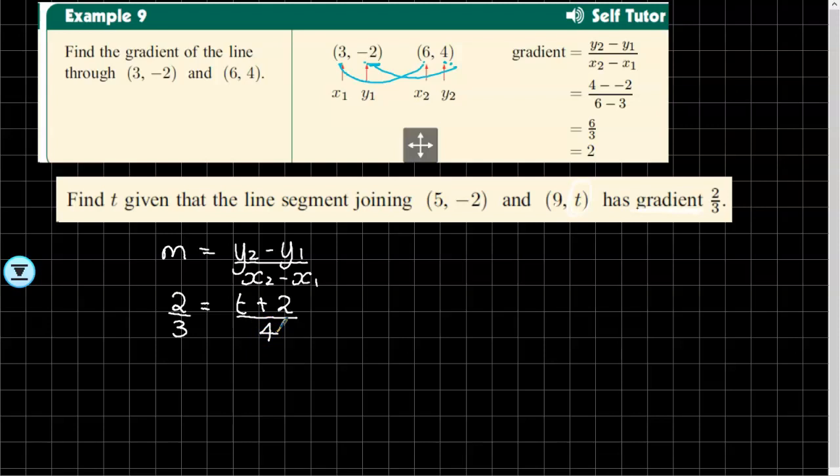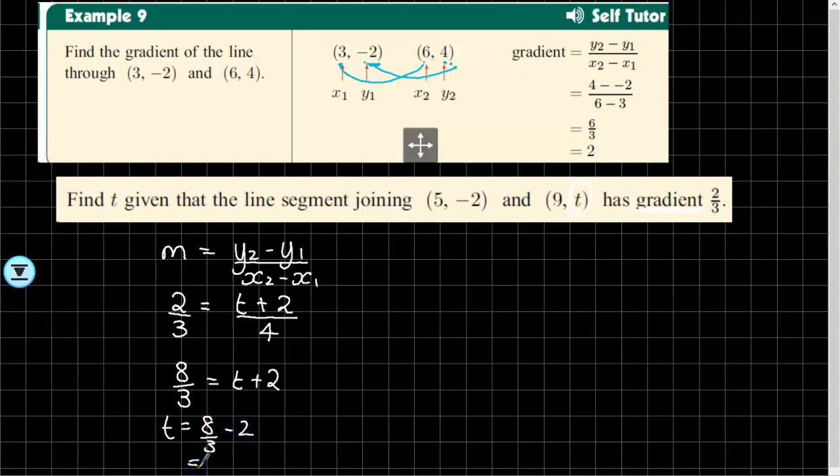And now it's the algebra. So what shall we do? Yep, so if you want to cross multiply, you can. I could just say, let's get rid of this divide by 4 by timesing by 4. So that becomes 8 over 3 equals T plus 2. How do I get rid of the plus 2? Take 2, so it's 8/3 take 2, and away you go.